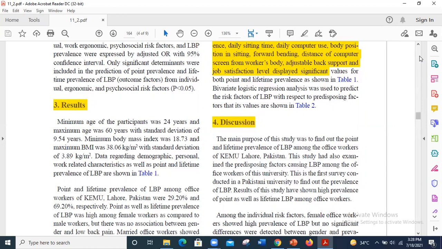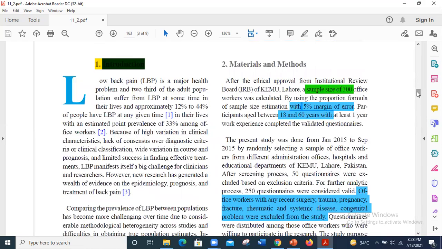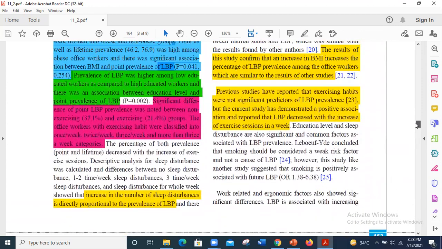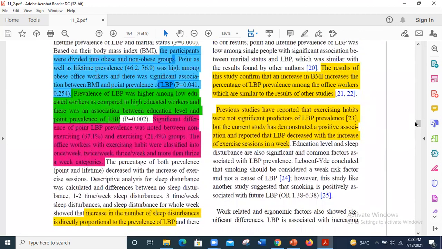Okay, the next portion is about the results. As we have discussed about results and conclusion, results are about numerical values, numerical data, facts and figures. Say for example, here we can have an example. See, results. I have highlighted this portion in different colors. The participants were divided into obese and non-obese groups. Okay, they have divided the people into two groups, obesity and non-obesity.